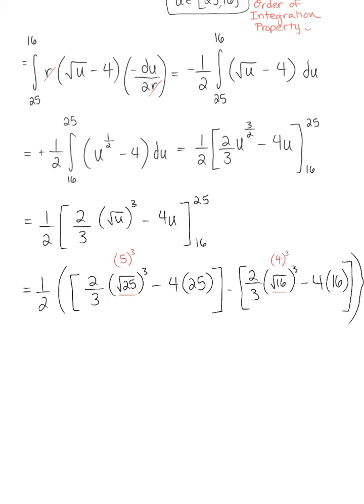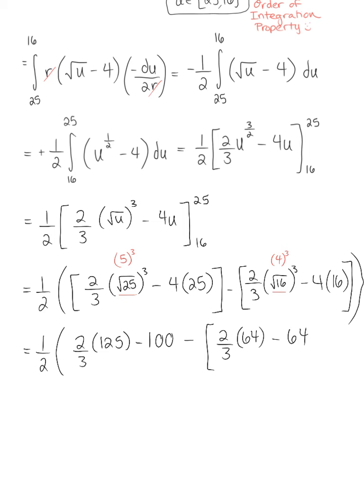And then we have the square root of 16, which is going to leave us with 4 cubed. Beautiful. So we can rewrite this as 1/2 multiplied by 2/3 times 5 cubed, which is 125, minus 4 times 25, which leaves us with 100. And then this is still minus, we have 2/3 multiplied by 4 cubed, which is 64, minus 4 times 16, which is 64. Beautiful.